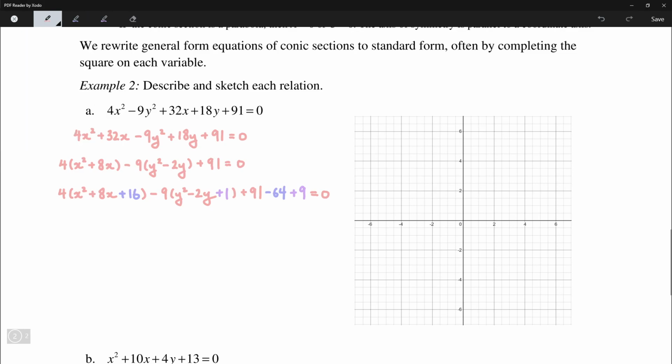So from there, the first trinomial is now a perfect square. We can rewrite it as (x plus 4) squared. The second trinomial is also a perfect square. It will be (y minus 1) squared. And now we can also combine the constants and get plus 36.